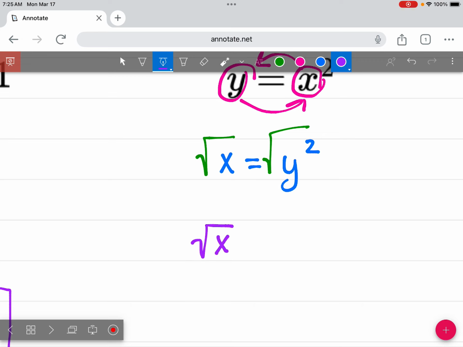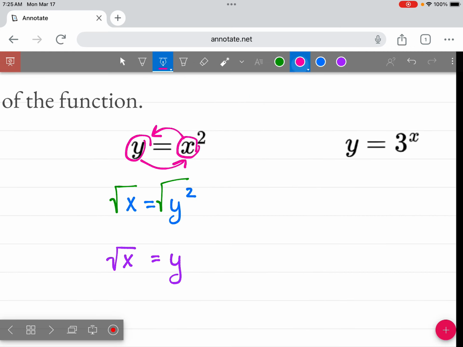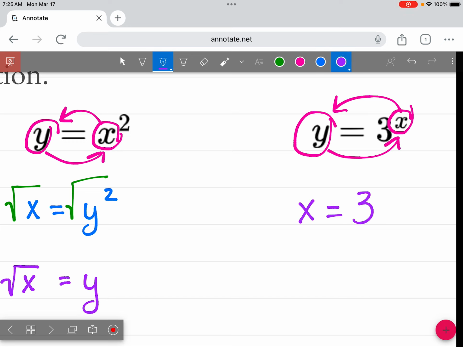So that gives us that the square root of x equals y. That's our inverse. On this third one, I tricked you a little bit. We're still going to do the same process, but then we're going to look at it for a second. Because we've got our x and our y that we change places. So this says x equals 3 to the power of y.